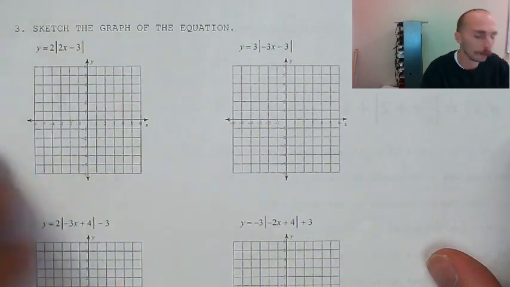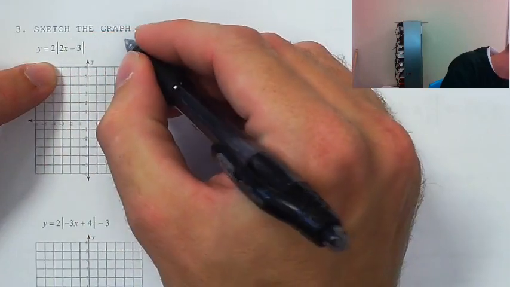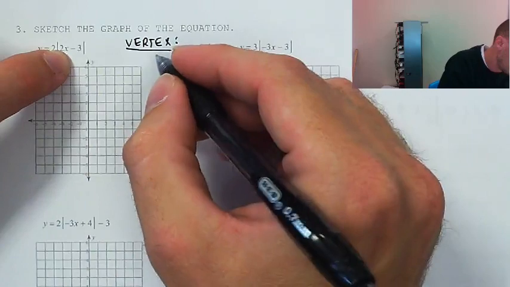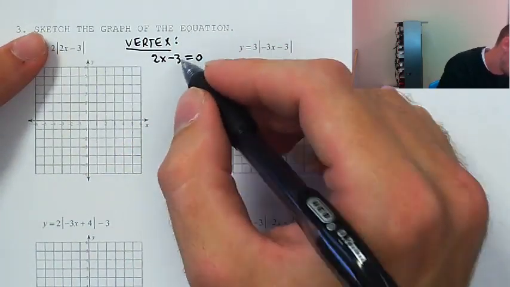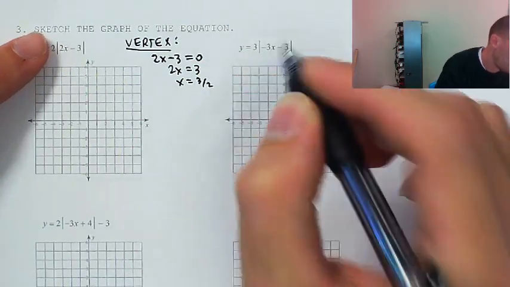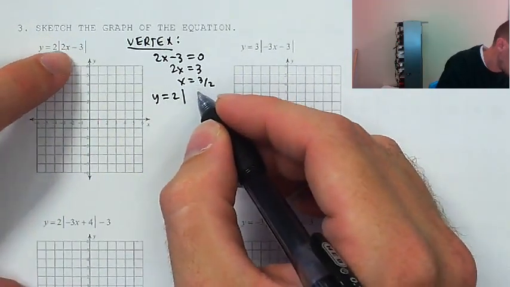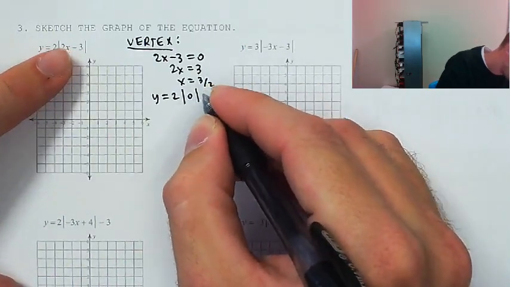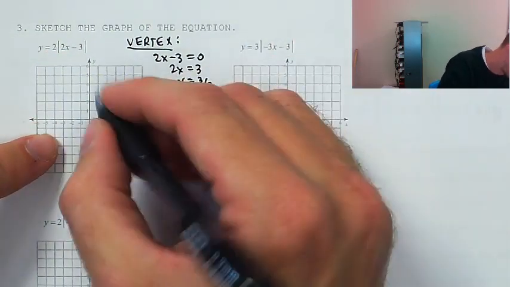We're sketching some graphs. Oh, we can do that. All right, so first order of business, find the x value of the vertex. To find the vertex, I'm going to take the inside of the absolute value and set it equal to 0. That's 2x = 3, so x = 3/2. The y-coordinate that corresponds to x = 3/2 is 2 times the absolute value of, when I double 3/2, I get 3 minus 3, that's 0. 2 times the absolute value of 0 is 0. So x = 3/2 and y = 0.